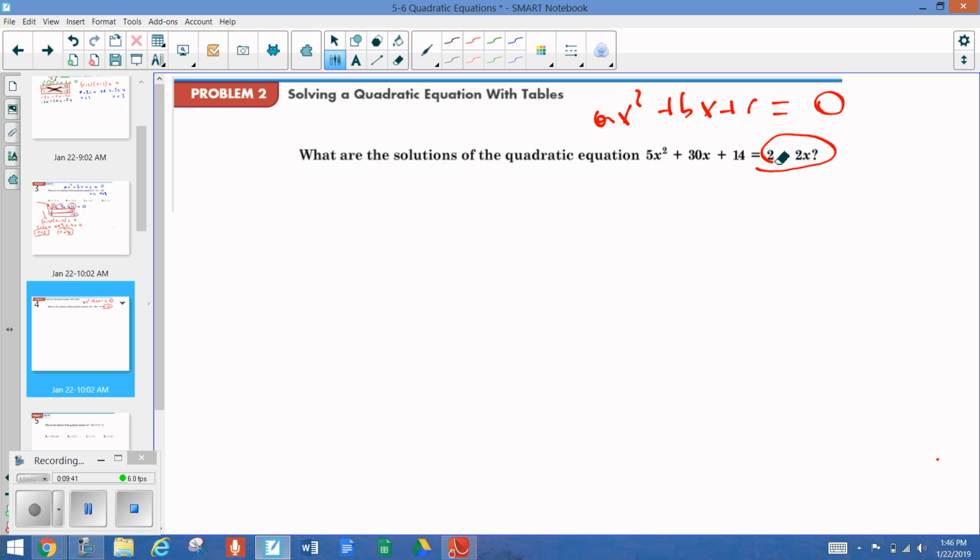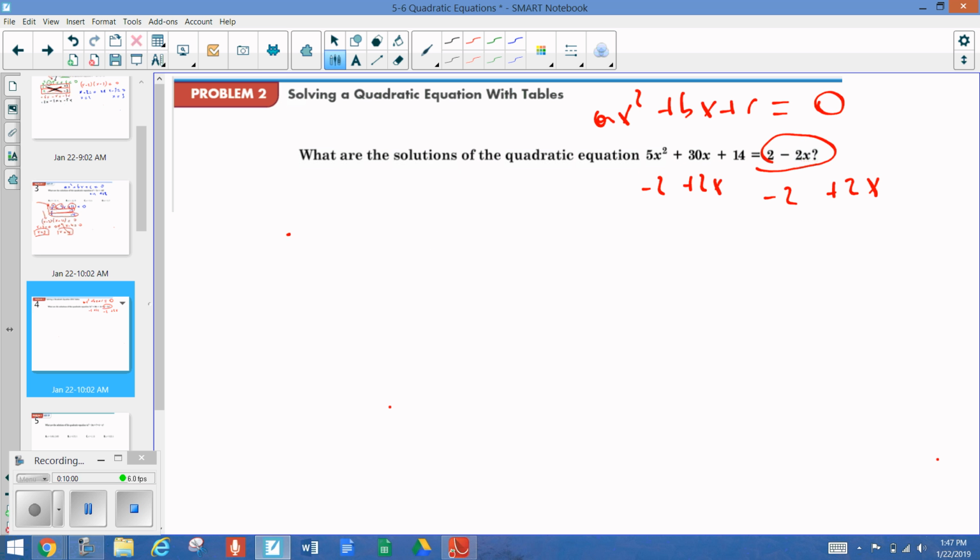How? So you would subtract 2. Subtract 2, exactly, from both hand sides. So let's do that. I'm going to do the same thing to the left hand side.